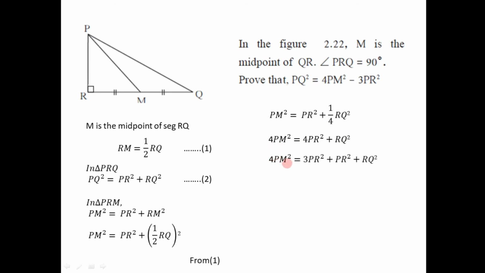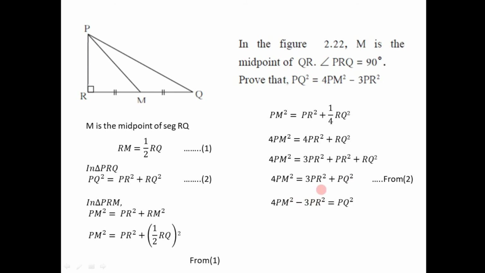So the next step we'll write 4 PM square on the left hand side as it is. Now here we split 4 PR square as 3 PR square plus PR square, which is again 4 PR square. So this does not make any difference to the equation, plus the last term RQ square as it is. Now here as we can observe, PR square plus QR square is there, and we have proved in equation number 2 that PR square plus QR square is equal to PQ square. So instead of this term we should write PQ square and the remaining two terms as it is. So this is from equation number 2.